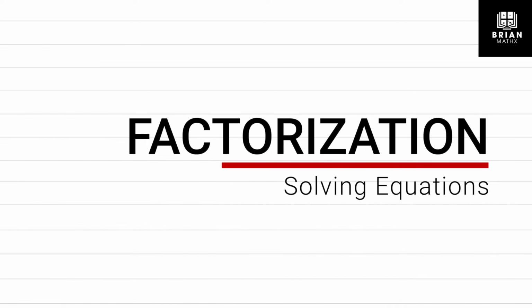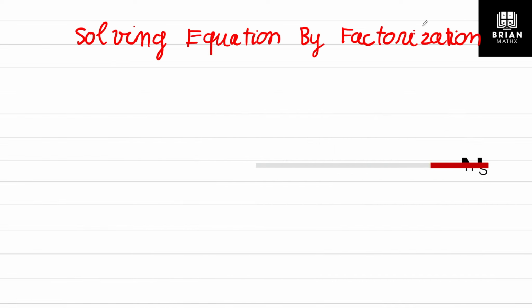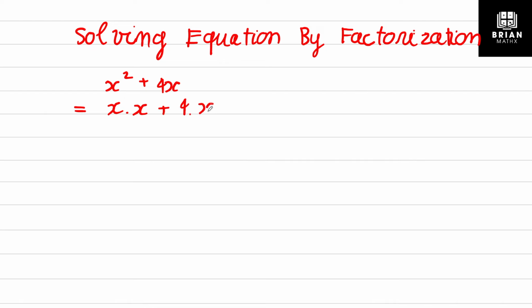In this video, we're learning about solving equations by factorization. In the last video, I told you how to factorize an equation or expression, something like this. You've got x squared plus 4x, and you know how to factorize. You find the common factor of x squared and 4x. X squared means x multiply x, and 4x means 4 multiply x. So it's very easy to figure out the common factor is x, so I will take x outside and the rest will be x multiply x plus 4.